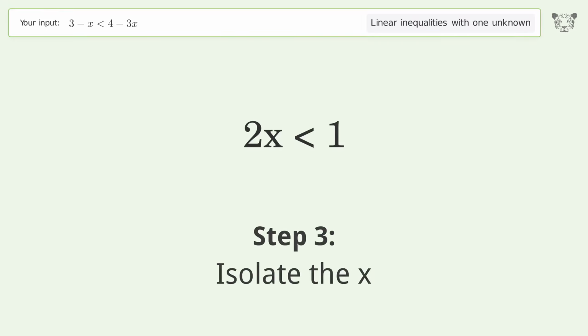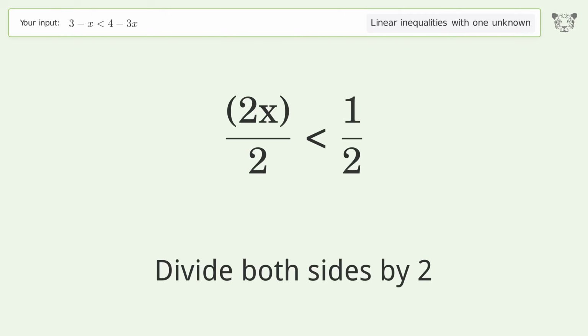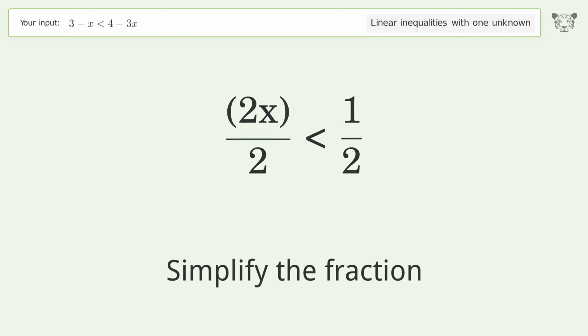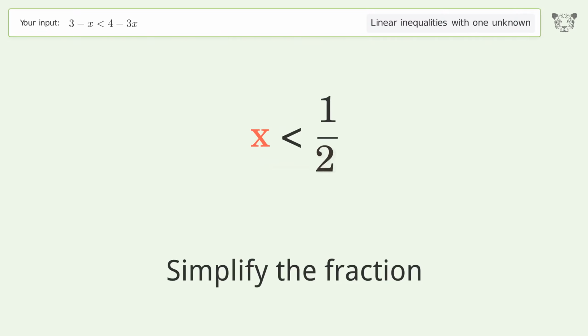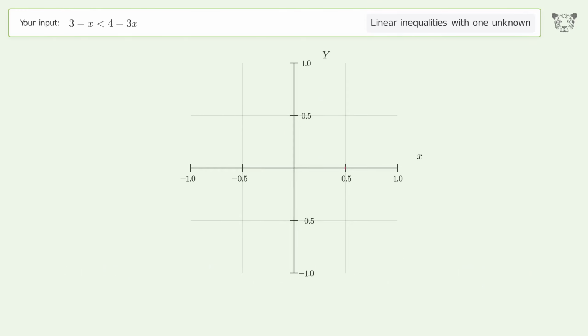Isolate the x. Divide both sides by 2. Simplify the fraction. Plot the solution on a coordinate grid. And so the final result is x smaller than 1 over 2.